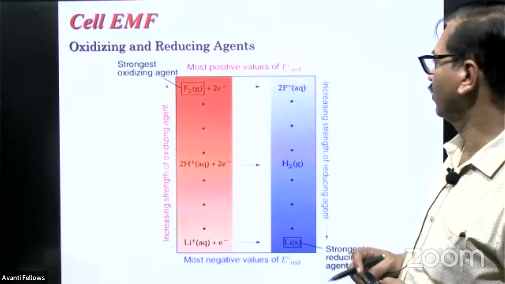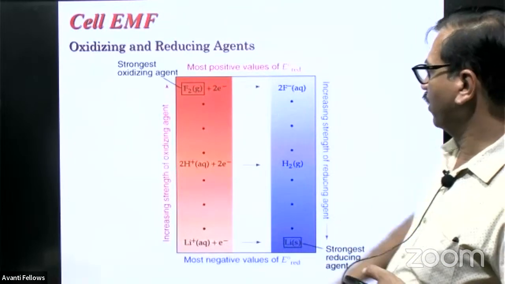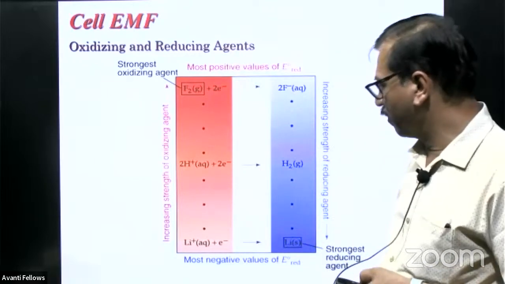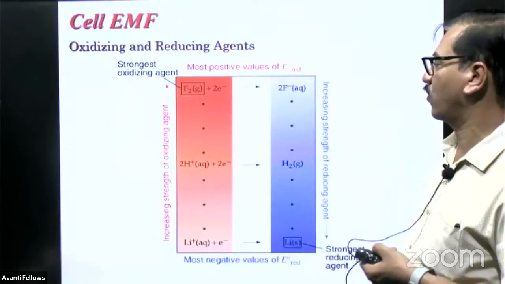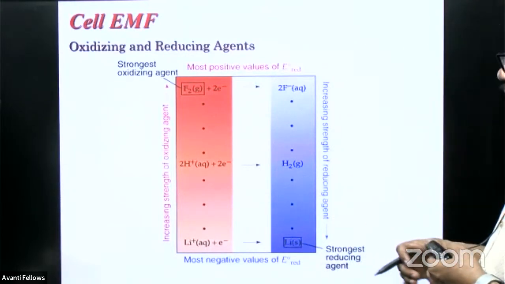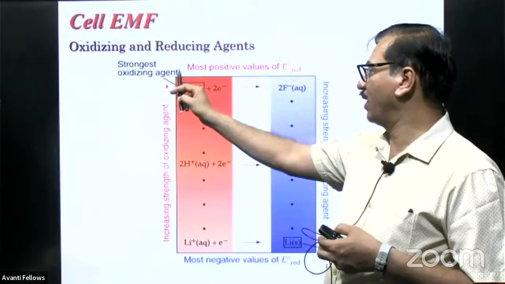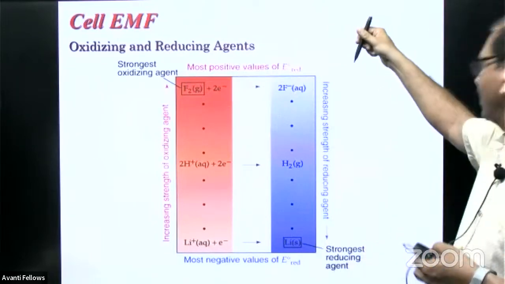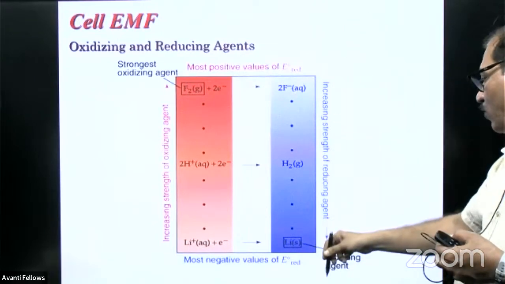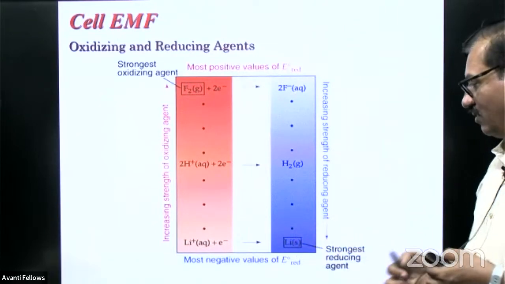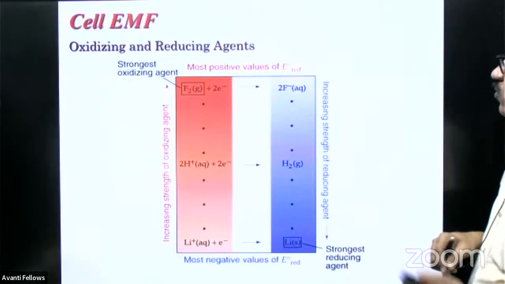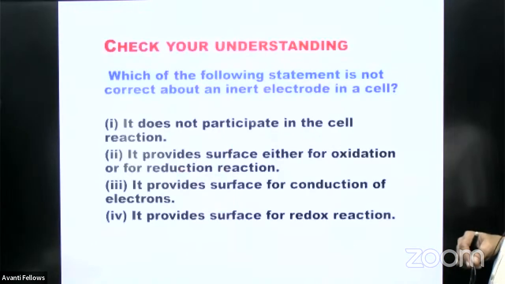Okay, so this is what we have learned from the electrochemical reduction potential values. Increasing strength of oxidizing agent is to be understood like this. This is the increasing strength of reducing agent. So lithium is the strongest reducing agent. That point I have told you. So for this also, this is needed.